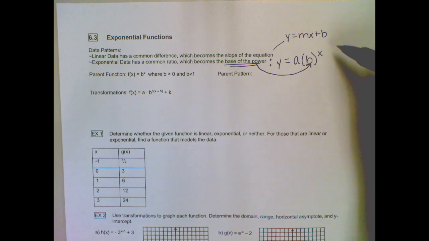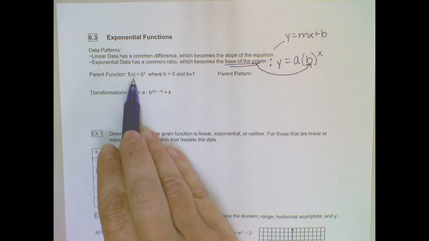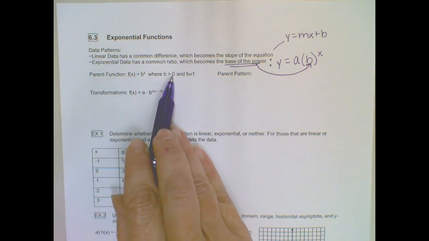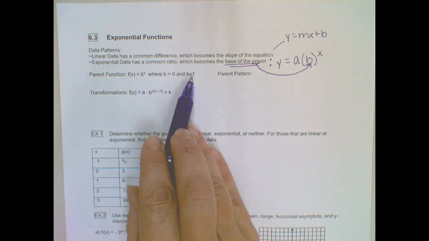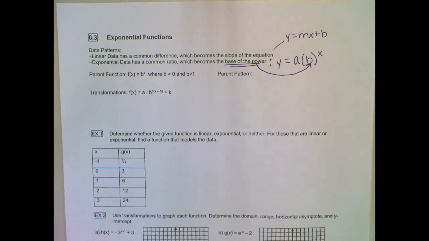So there's going to be an exponent that is a variable. That's why they're called exponential functions, because the variable is in the exponent. So parent function, f of x equals b to the x, where b is greater than 0 and not equal to 1. Not equal to 1 because 1 to any power is just 1. So that creates a constant function, not an actual exponential function.